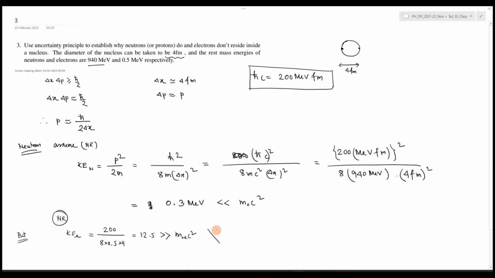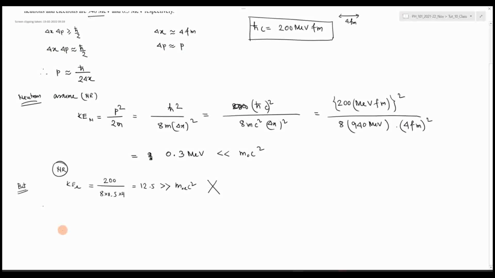So suppose our electron is a relativistic particle, and suppose the extreme case of it, where the velocity is approximately equal to c. Let us assume that, then our energy will be equal to p times c, and this can be written as h cross c divided by 2 delta x. So this will be approximately equal to 25 MeV, which is very much greater than our m naught c square. That means our assumption is correct.